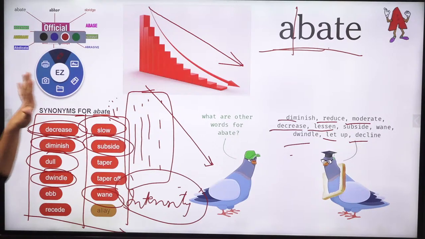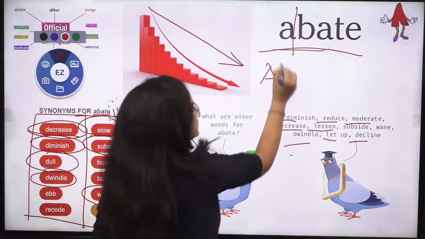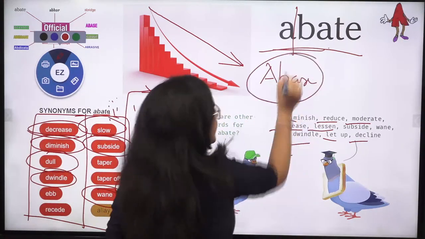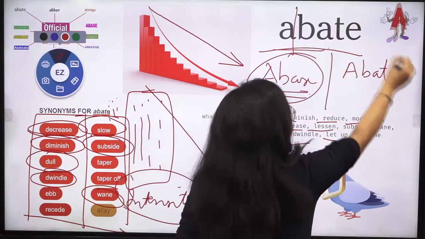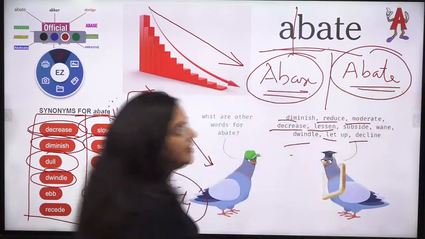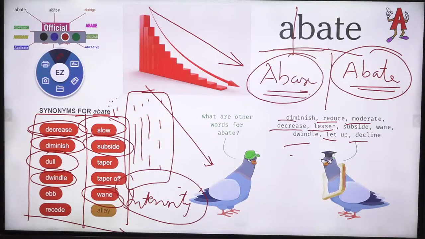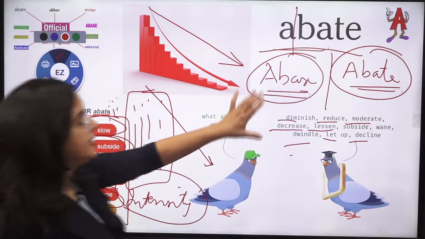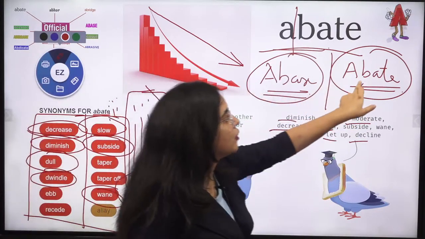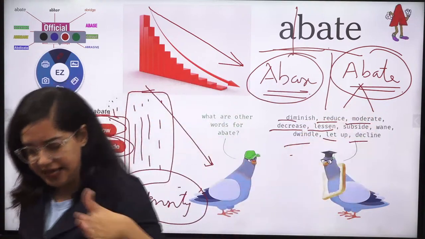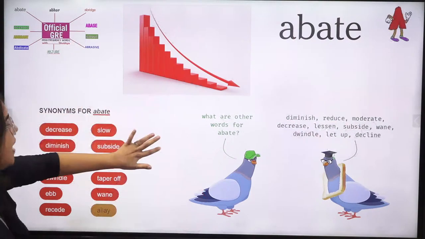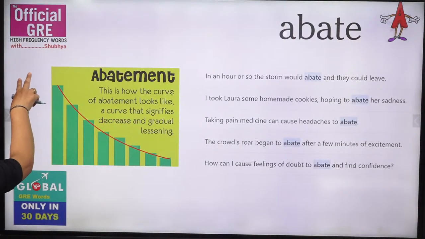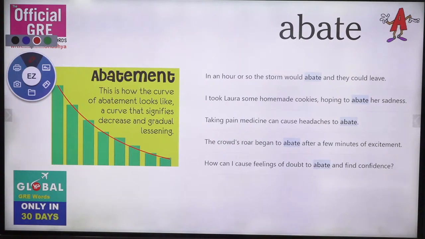So we have learned 2 words till now. First was abase, that is to humiliate someone or degrade someone. Second word was abate, that is lowering down the intensity of something. So these were the 2 words, and abate is generally used for rainfall, for the storm. Andhi aayi, tufaan aaya, dheere dheere uska level kya ho jayega, kam ho jayega, aur ultimately wo kya ho jayega, khatam ho jayega. Clear?